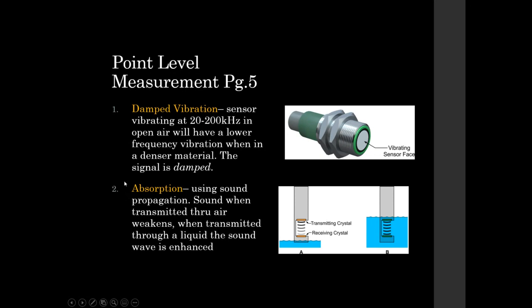The second style or technology is called absorption, which basically works the same way as a standard ultrasonic transmitter does, but it uses sound propagation. And basically, when that sound is transmitted through air, it has one particular type of frequency that it travels at. When it's transmitted again through a medium like water, that sound wave is amplified. And that's kind of an example. If you ever go to a swimming pool and you bang on the bottom of a swimming pool, you'll see that the sound travels quite readily through liquid. So in this case, the signal gets enhanced.